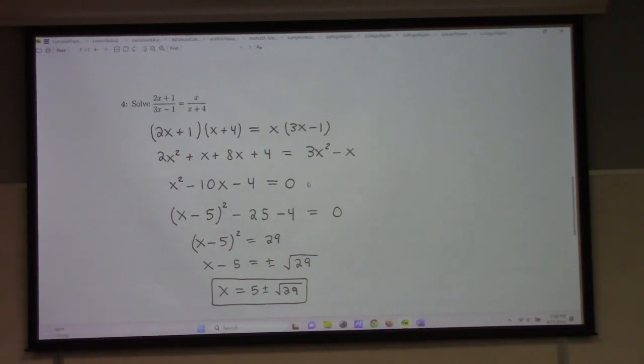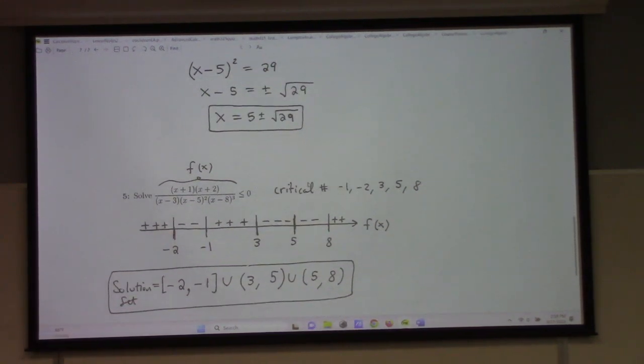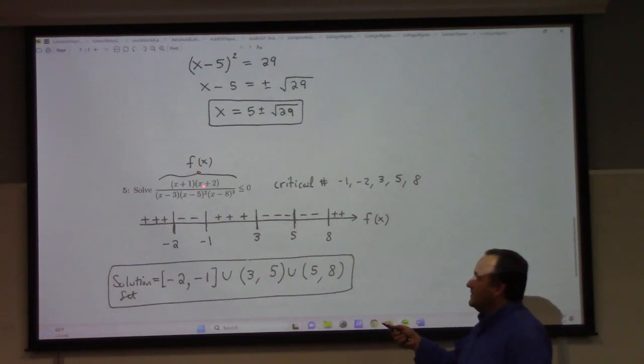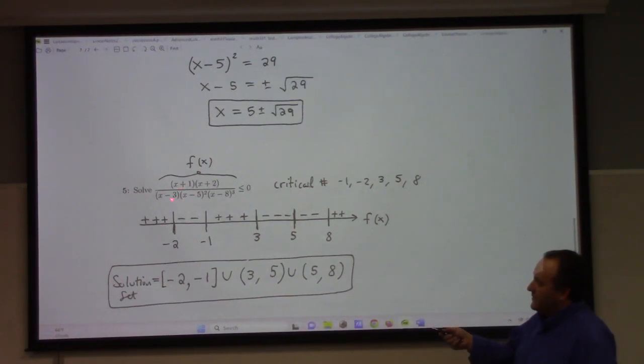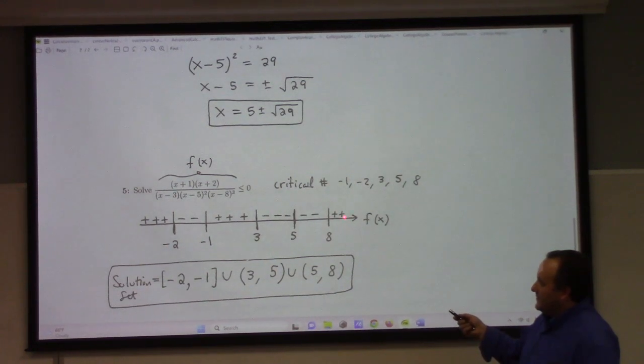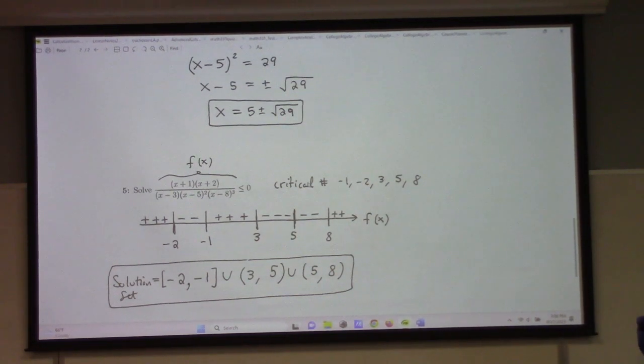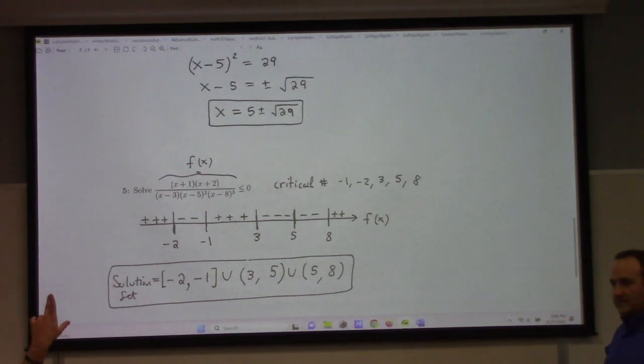Now, the last but not least problem here, problem 5. Here we have an inequality. It's already factored, all nice and pretty. And you can read off the critical numbers: -2, -1, 3, 5, and 8. And then I plug in a big number, see it's positive. And then I sign flip at 8. At 5, I don't sign flip because it's a multiplicity 2. I sign flip at 3, sign flip at -1. And from that, I can read out the solution as being that. Notice I've excluded 3, I've excluded 5, I've excluded 8, because those all give division by 0. I have included -2 and -1 because those give 0 in the numerator.